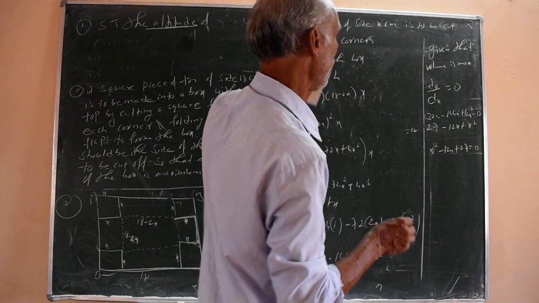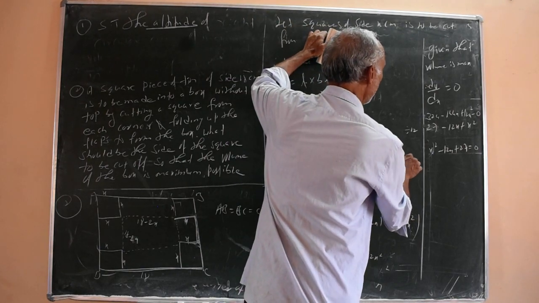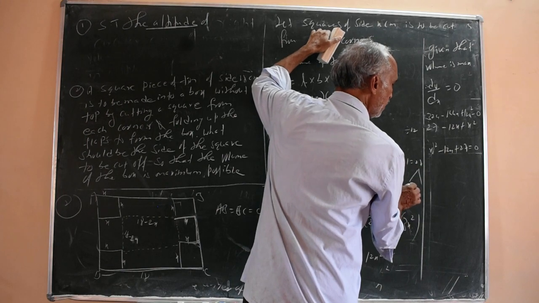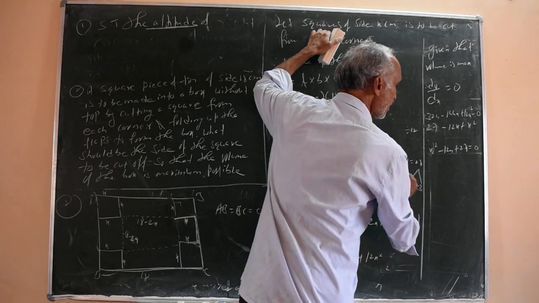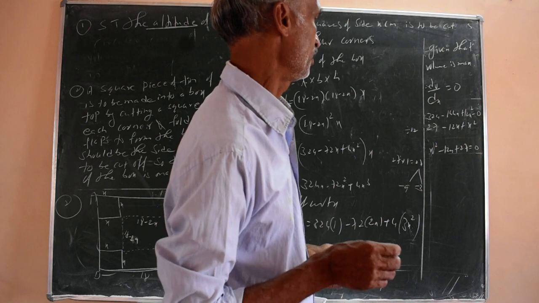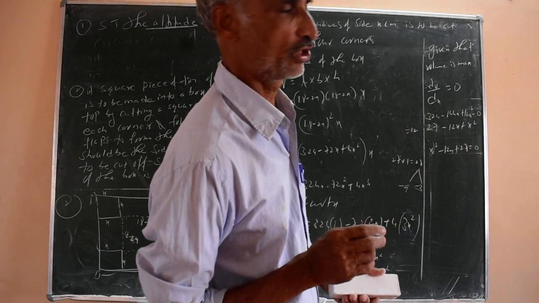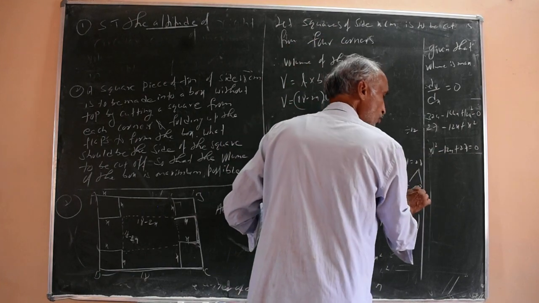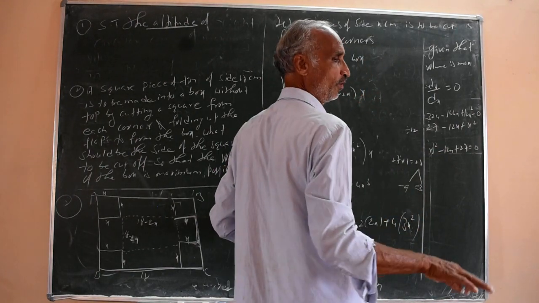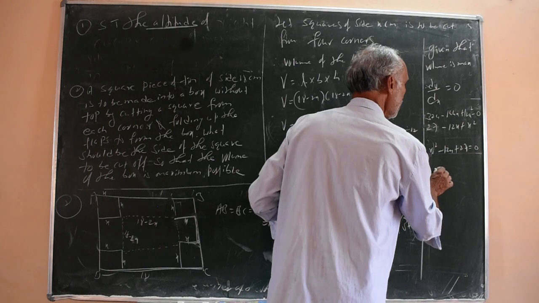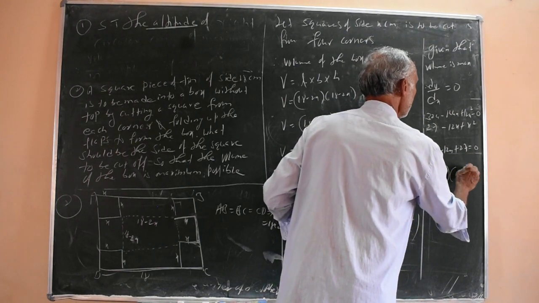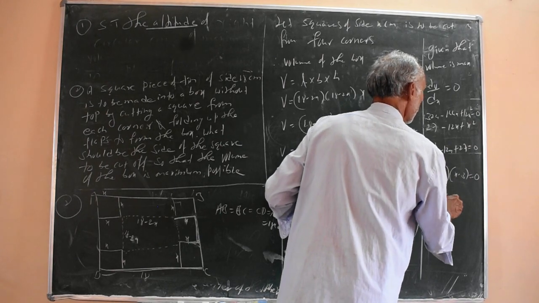Splitting 27, you should get minus 12. That is minus 9 and minus 3: minus 9 into minus 3 is 27, and minus 9 minus 3 is minus 12. Factorization, 6th standard mathematics. It is x minus 9 into x minus 3 is equals to 0.